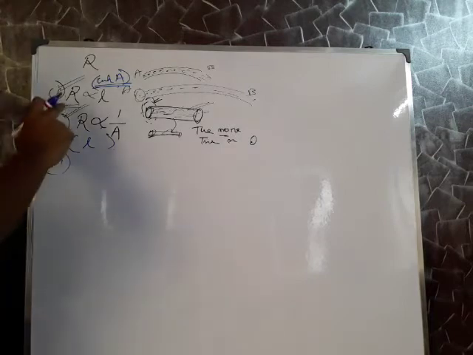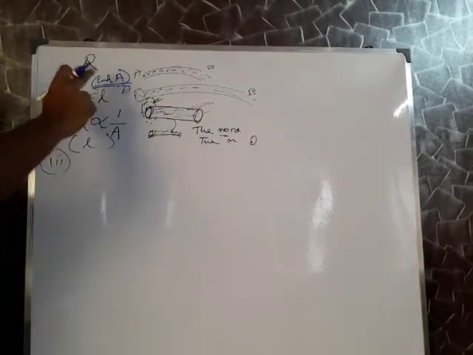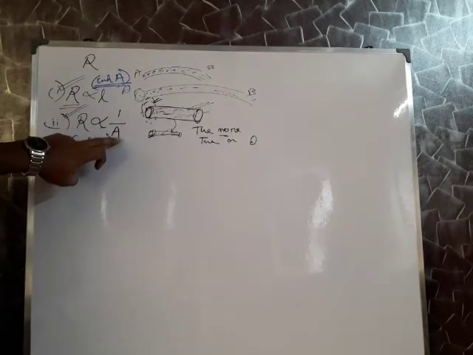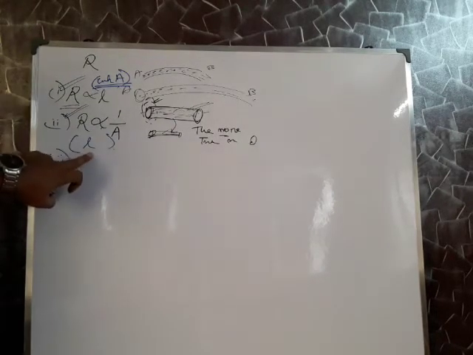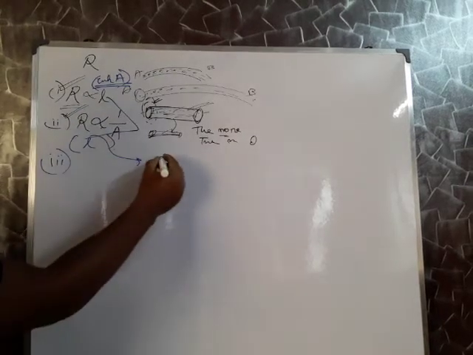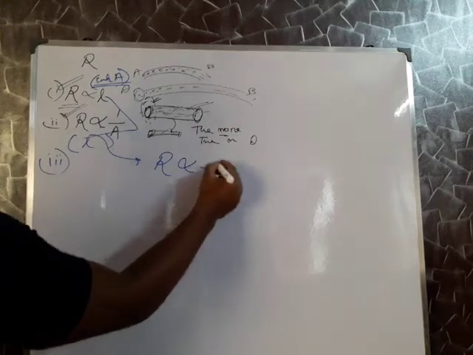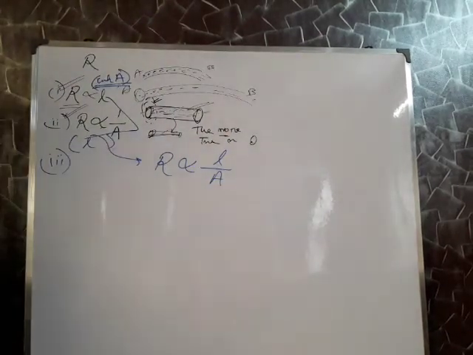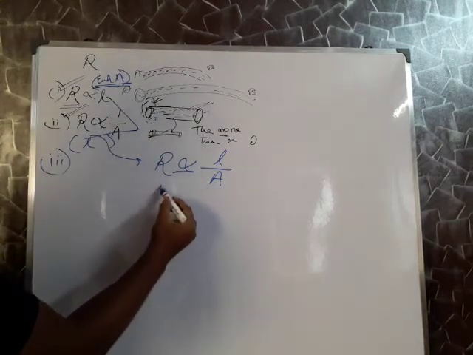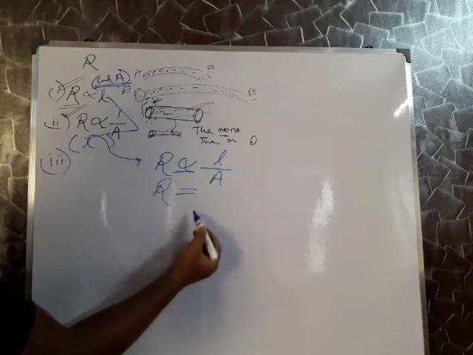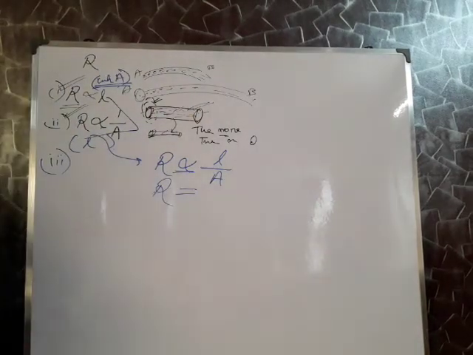So the first rule is R is directly proportional to L when A is not changed. For the second, when L is not changed, R is inversely proportional to A. So what we got from these two equations is R is directly proportional to L by A. Got it? Then if you want to remove this proportionality sign and get the equals sign, we have to put here simply a constant.